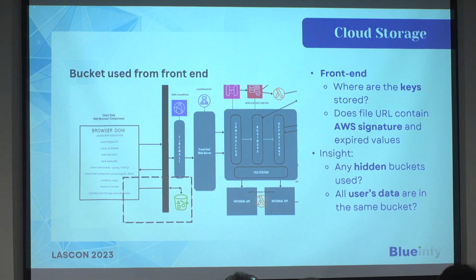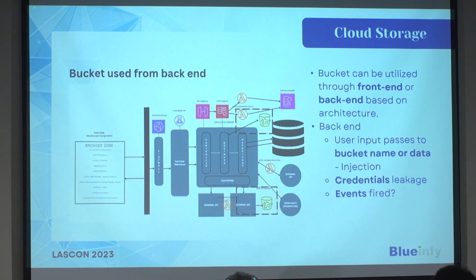Are there any hidden buckets? Many times there are 2 or 3 buckets in the application. And the most important is whether the application uses a common bucket for all users' data, because ideally all users' data should be separate. All users' data should not be in one bucket. If it is in one bucket, then there should be some mechanism, directory based or some other way, to provide protection. Those kinds of checks should be applied.